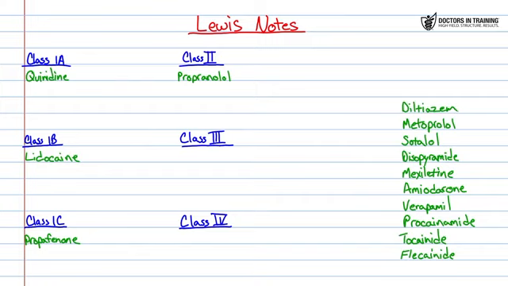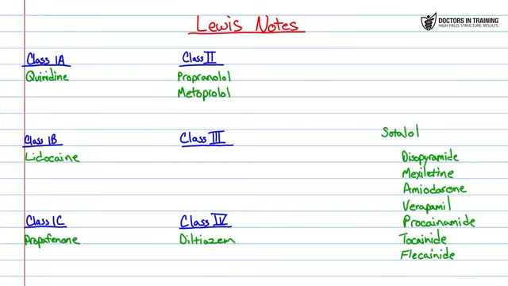Diltiazem is a calcium channel blocker. So calcium channel blockers are our class 4. Metoprolol is an olol again, so that should make you think of a beta blocker. Next we have sotalol. So should that go into the beta blockers? That one is tricky. This is actually an alol, so that's a good indication of where this should go, and it's going to go over here in our class 3, our potassium channel blockers.